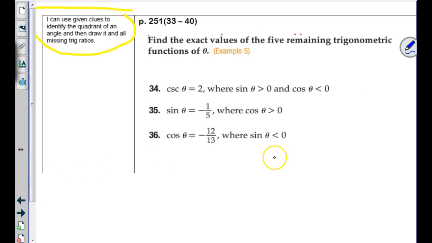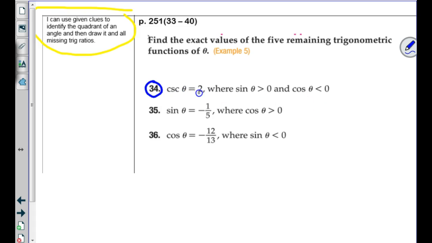Yes. This is probably the section I'm most worried about on the quiz, so let's do a couple of these, at least set them up, okay? So we can figure out what quadrant we're in. This is the very end of the purple sheet. Says find the exact value of the 5 remaining trig functions. Well, we don't have to necessarily do that, but let's try to figure out from the clues what our triangle looks like and what quadrant it's in.